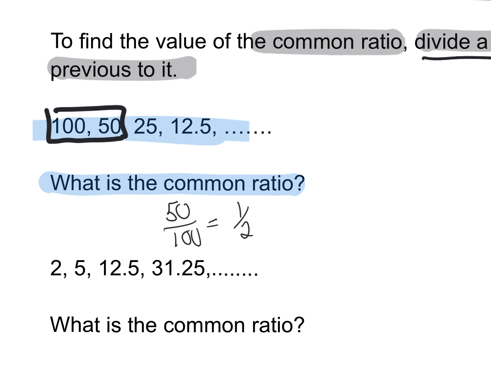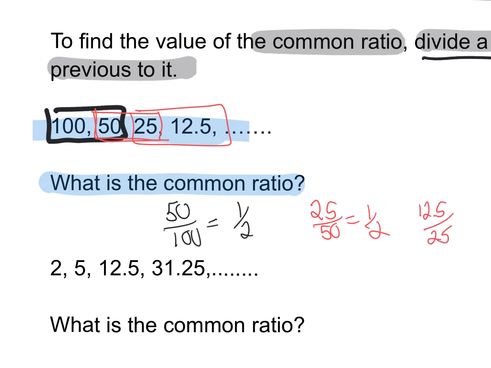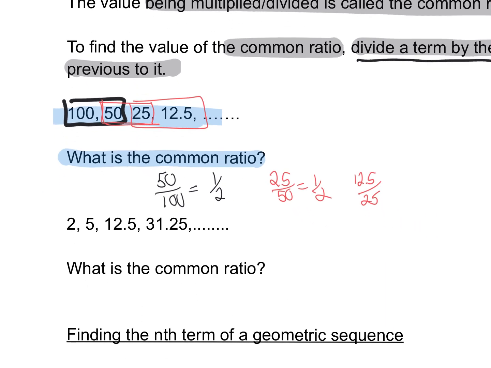I could also have chosen these two terms right next to each other and did 25 divided by 50, and I would get 1/2. I also could have done those two and said 12.5 divided by 25, which also would be 1/2. So the common ratio in this particular example is 1/2.